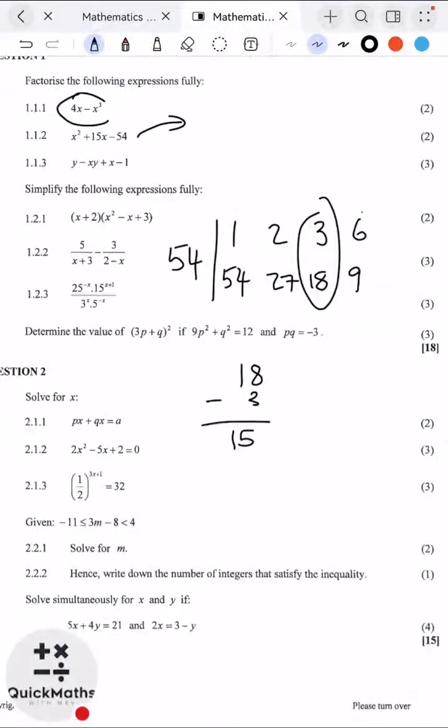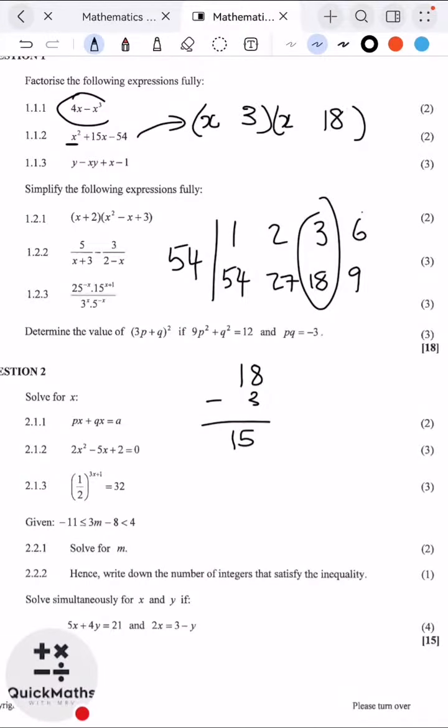Okay, so we're going to say 2 sets of brackets. We're going to go with x and x. Whenever it's a basic trinomial, whenever there's a 1 in front of x, we can always do that. The next thing that we're going to do, the 3 and the 18 that we've got, goes inside.